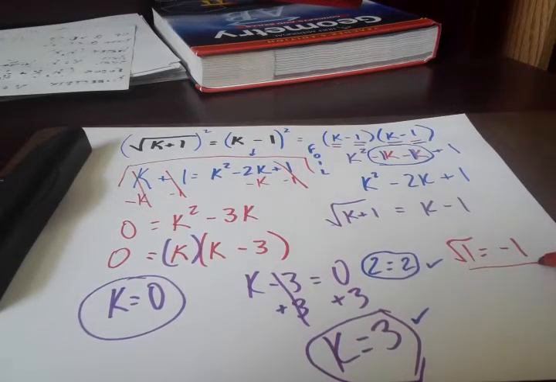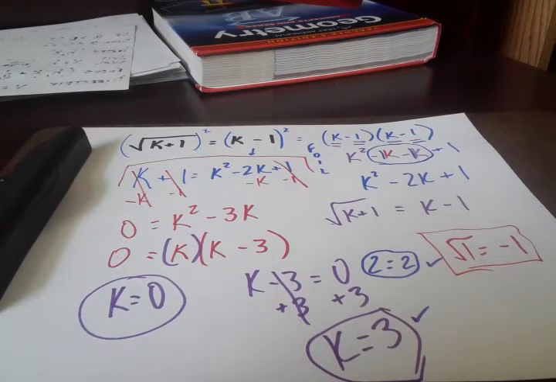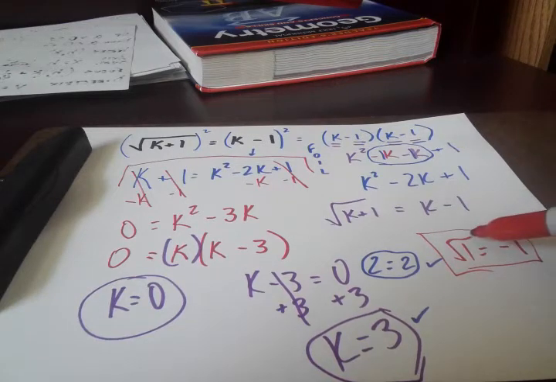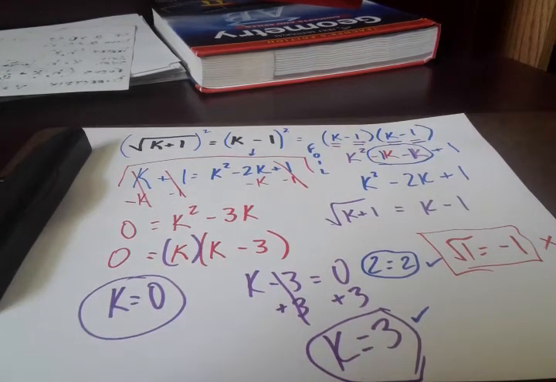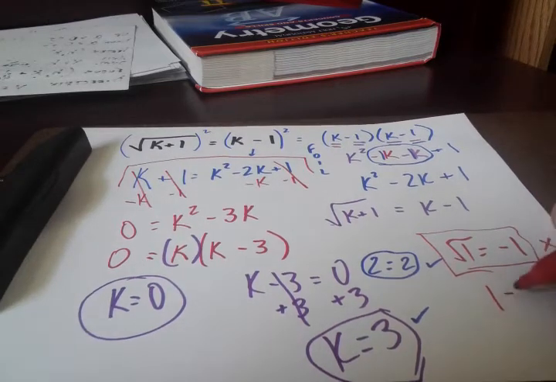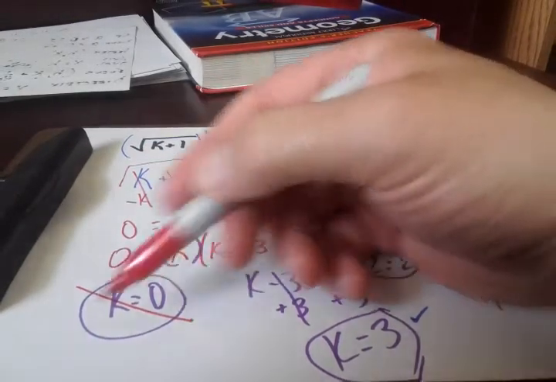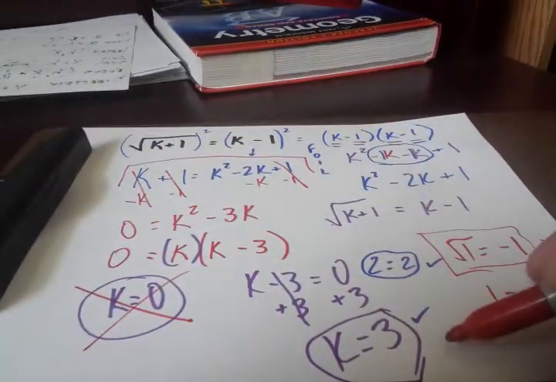All right, so look at what it's telling us to do, right? Can a radical symbol equal a negative? Can a square root equal a negative? Well, the answer is no, right? You could also say that the square root of 1 is equal to 1, right? And then this is still negative 1, so 1 does not equal negative 1. This one does not work. Our only answer is k equals 3.